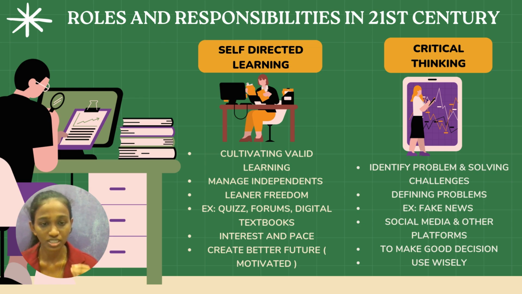Now, for example, we see a news item. So, what should we do? First of all, we observe everything and then we gather all the information based on that news. What happened, the incident, everything we should know about that, and then we discuss with everyone, and then we get one solution. A critical thinker is the best decision maker. They will use everything wisely.